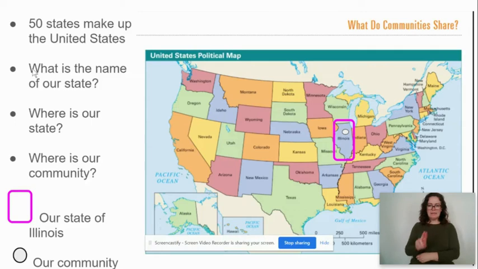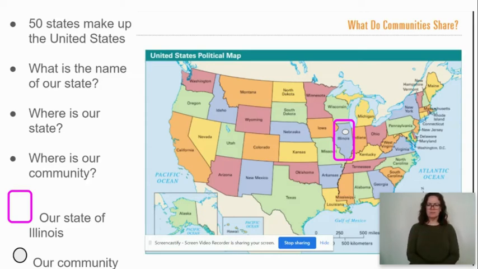So let's think for a second. Our state, where we live. Who knows what the name of our state is? Think for a second, do a quick turn and talk with someone that's sitting next to you, maybe your stuffed animal, or maybe your brother or sister or grandparent, and talk about the name of our state. And then secondly, where is our state located on this map of the United States of America? Are you able to locate our state?